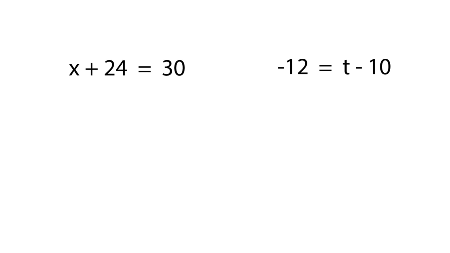At this point in the tutorial, I'd like you to try these two questions. x plus 24 equals 30 and negative 12 equals t subtract 10. Compare your answers with mine once you are finished.